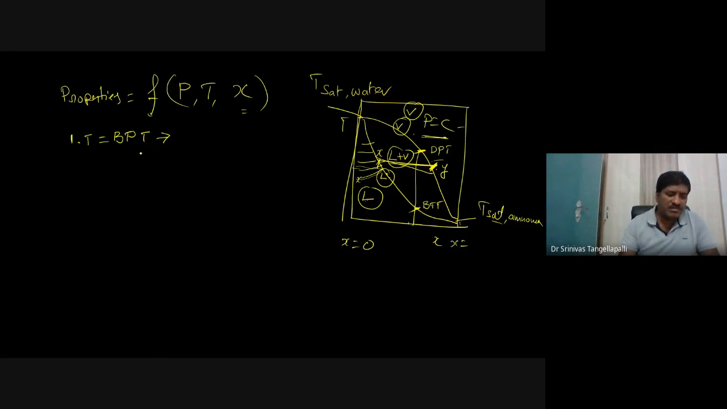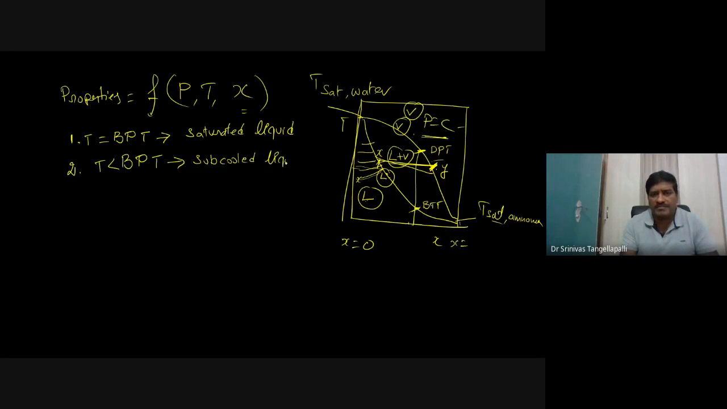So if temperature is equal to the bubble point temperature, the region is called a saturated liquid. And second, if the temperature is less than the bubble point temperature, what is the region? Name of the region. This is unsaturated liquid or compressed liquid. I'm calling this subcooled, using refrigeration terminology. Subcooled liquid. And third case, if T is equal to the dew point temperature, what is the name of the fluid? Yes, if the temperature is equal to the dew point temperature, the fluid is saturated vapor.